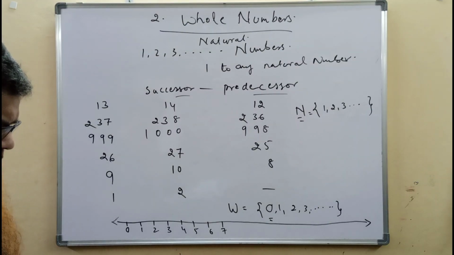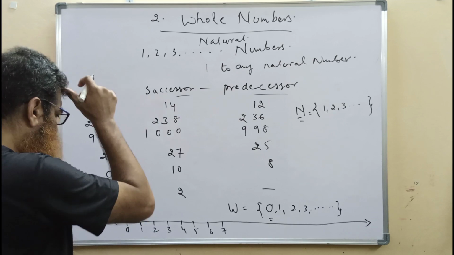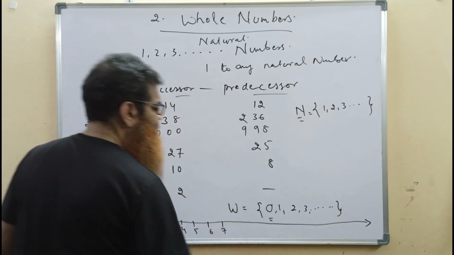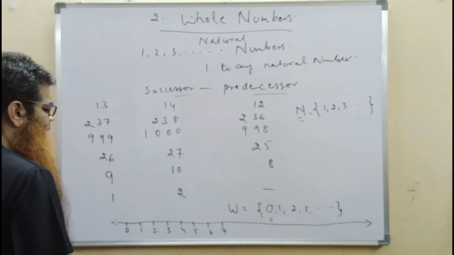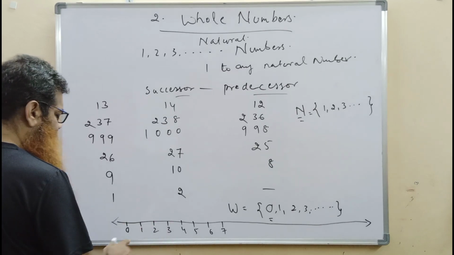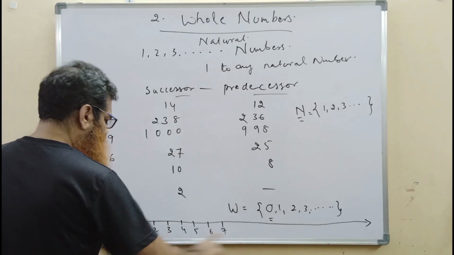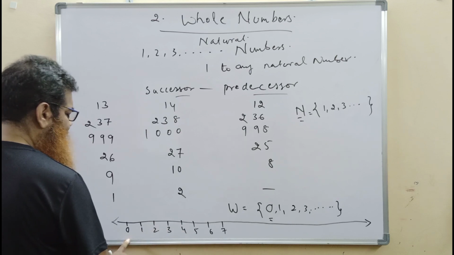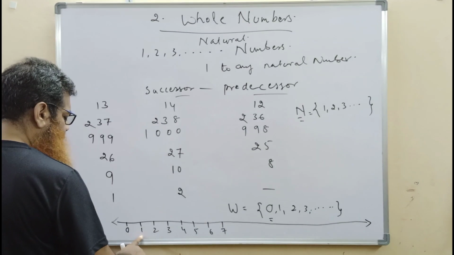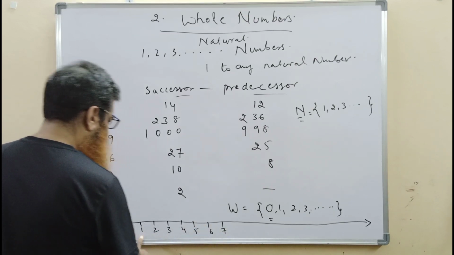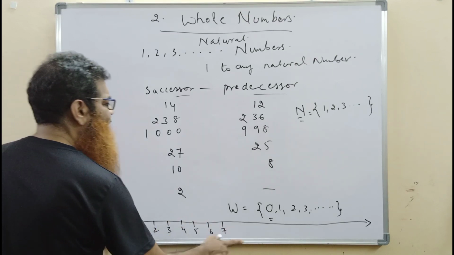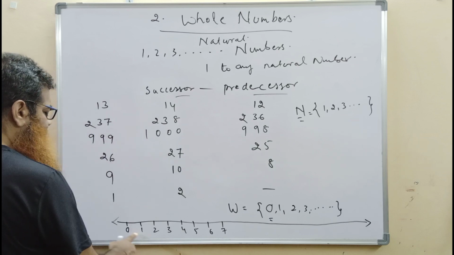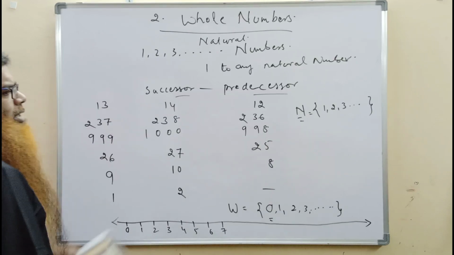Now we can say that all numbers that lie on the right of a number are greater than that number. All the numbers which lie on the right side of 0 on the number line are greater than 0. And all the numbers which lie on the right side of 1 on the number line are greater than 1. A number which lies on the left side is lesser than that number.